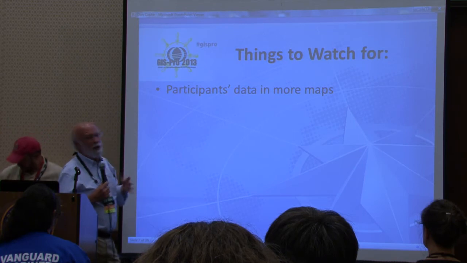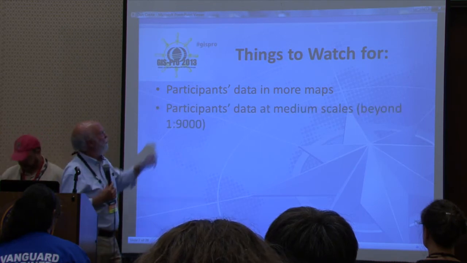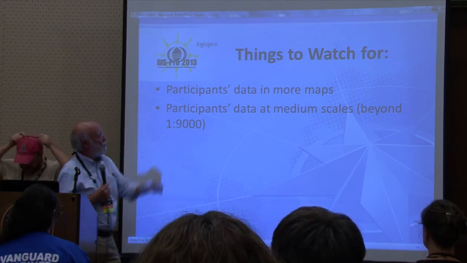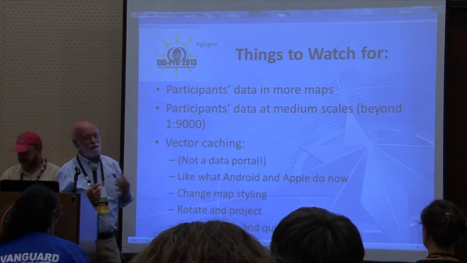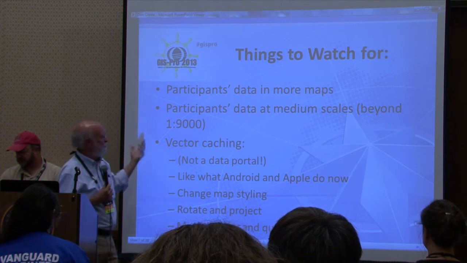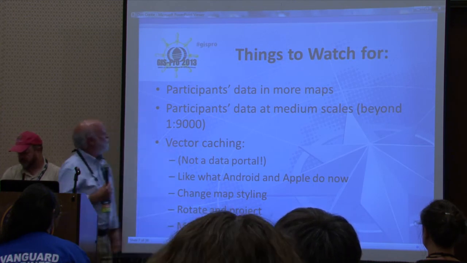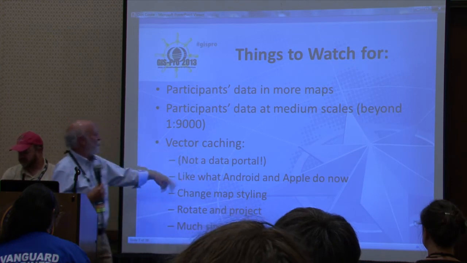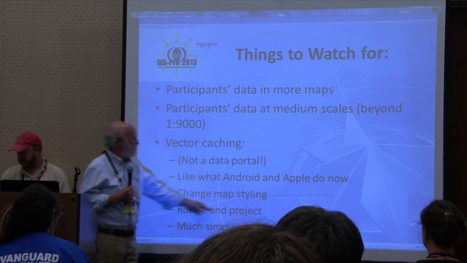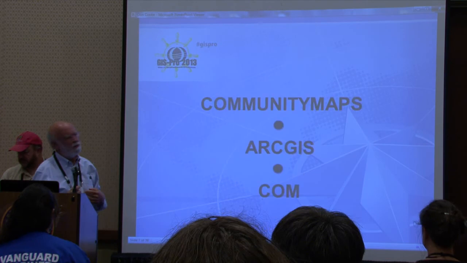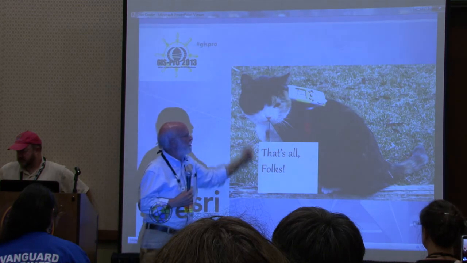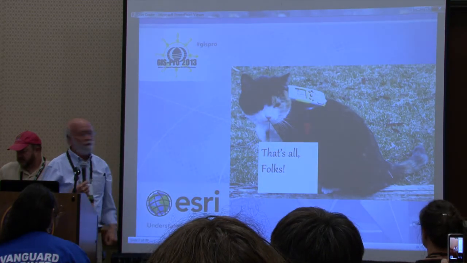The things that are going to come out, if you're in there, a bunch of people here are in the program already. The data is going to appear in more than just the World Topo Map. The data is going to go all the way up into medium scale, so you won't have your development suddenly disappear when we switch over to Navtech. And there's going to be vector caching. This is not a data portal, but it's what Android and Apple do now, where you can style the data, you can rotate and project, and it makes it much easier to update there. So we'd love to get your data in there, communitymaps.arcgis.com. And thank you. That's all, folks.